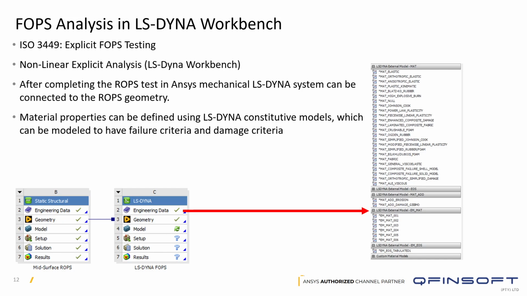And then if we had some engineering data for materials that we may have created in our earlier static structural analysis, since they already have non-linear properties, we can go and use those inside our LS-Dyna falling object protective structure analysis.